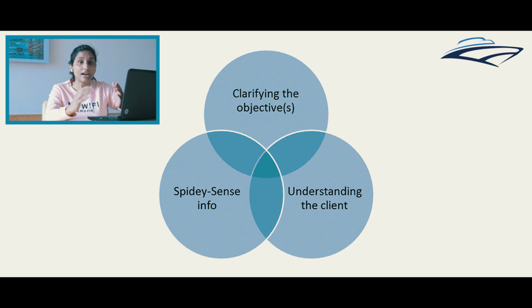The second would be understanding the client, as in the client's geography, what is the value chain it operates in, and some other parameters. The third part of the preliminary questions would be some kind of a speedy sense info. If there is any technical term in the problem that we are not familiar with, we can clarify with the client.